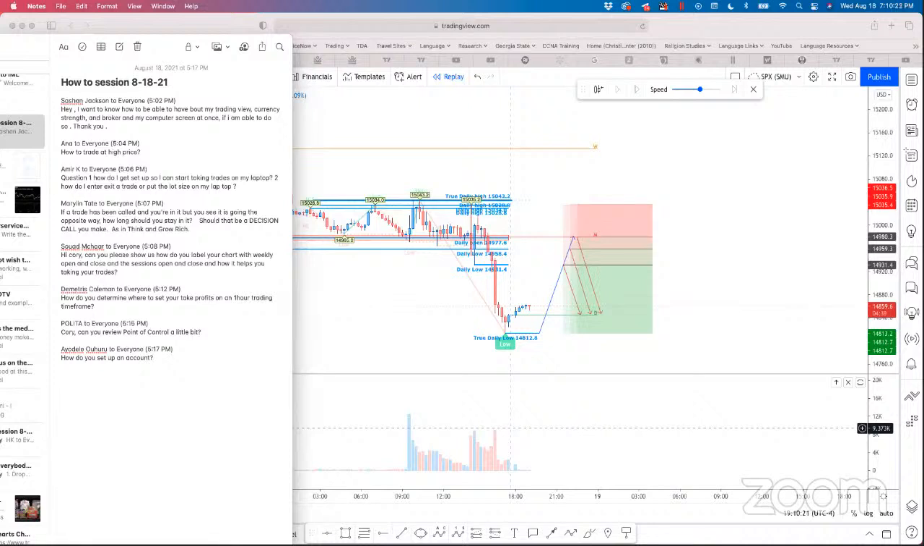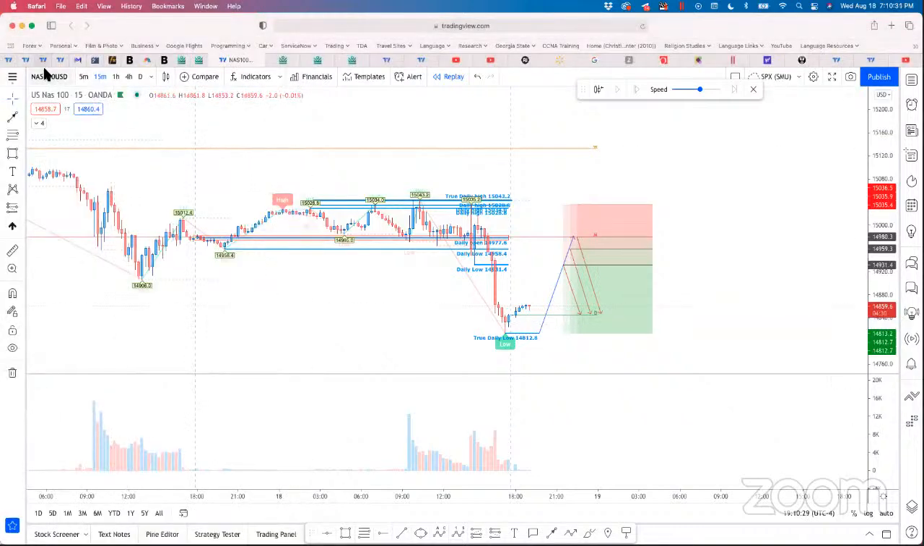Do you think your markup on NAS will be similar to US 30? Yes, I do, money. It should be similar.